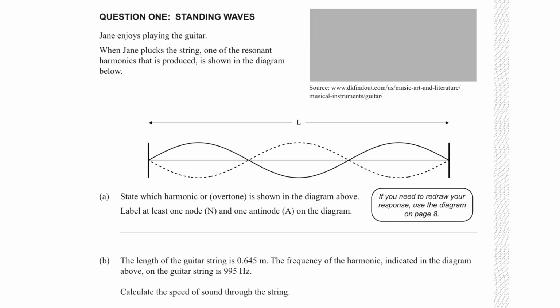So Jane enjoys playing the guitar. When Jane plucks the string, one of the resonant harmonics that's produced is shown in the diagram below. State which harmonic or overtone is shown in the diagram above and label at least one node and one antinode on the diagram. So this is a guitar string.